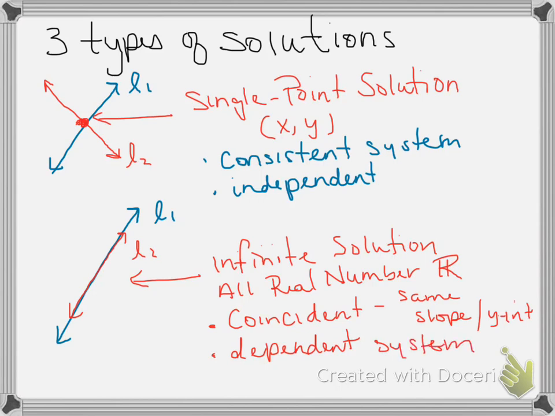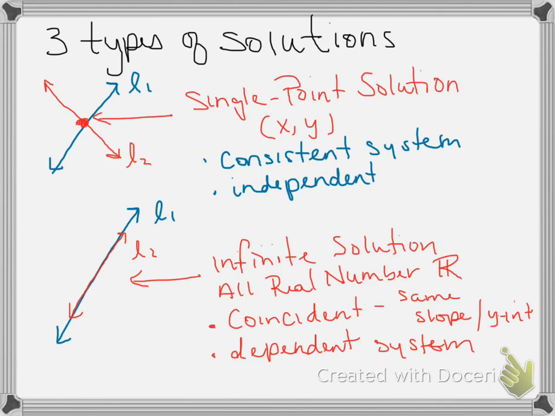So notice the difference between the two. The one on the top only touched one time, and we call it a single point because it touches one time, and it has an x and y coordinate. It's also considered a consistent system and independent. With the other one, the lines are right on top of each other, touching an infinite number of times, so it's an infinite solution. So you could say it's all real numbers, or the double-bar R. And it coincides, which means it has the same slope and same y-intercept. It also is a dependent system.